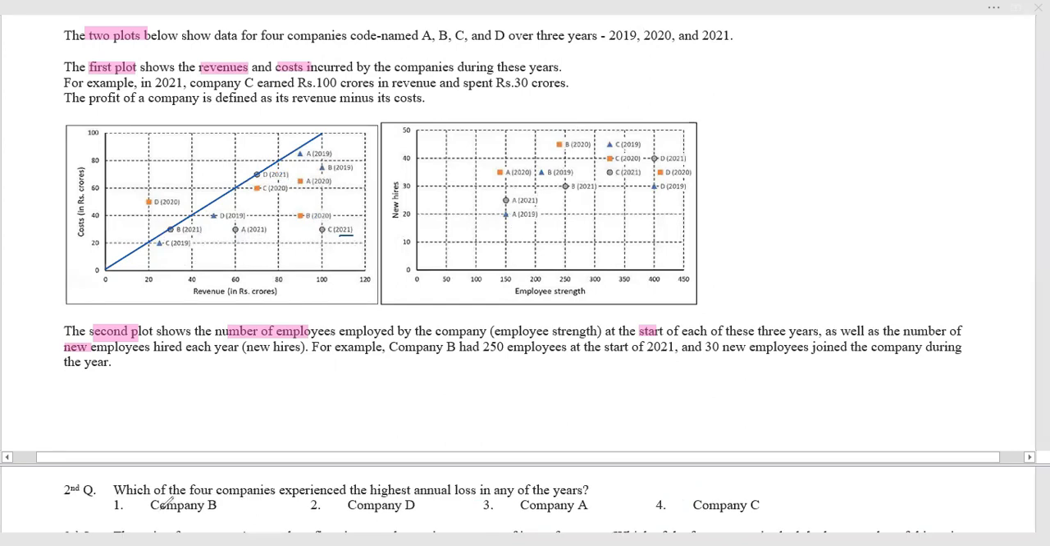Now, second question, which of the 4 companies experienced the highest annual loss? Just as for the earlier question, it is the loss. That means who has something on the left hand side of it. I can see no one on the left hand side. Only loss is for D, which is happening here. So definitely D would be my answer in this case, and the option would be option 2.